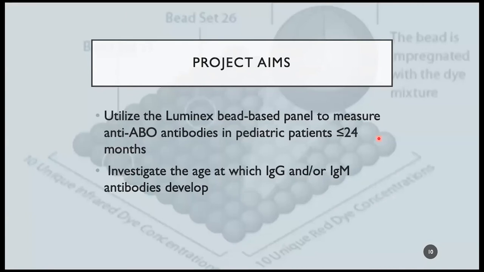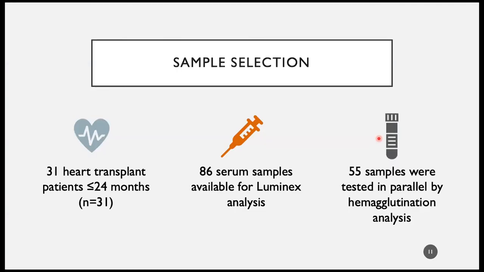Moving on, the aims of our study were to utilize the Luminex bead-based panel that was developed by Dr. Laurie West's research group to measure antibodies to ABH subtype antigens. We also wanted to investigate the age at which IgG or IgM antibodies develop and to confirm and perhaps expand the age window for ABO-incompatible heart transplants.